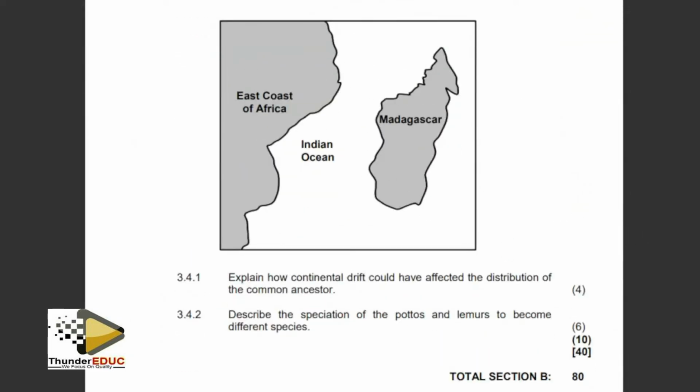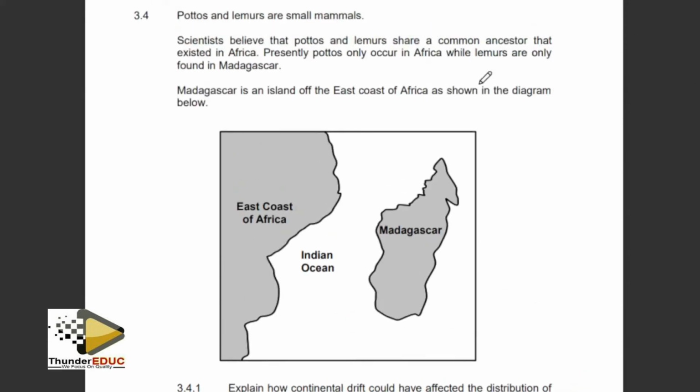The question: describe the speciation of potto and lemurs. How did they become different species? There was one population of these animals. Did they talk about the ancestor? If they talked about the ancestor, then you have to speak about it. Scientists believe that potto and lemur share a common ancestor. They didn't mention the ancestor, so you have to tell us that. Don't say that there was one population of potto and lemurs.